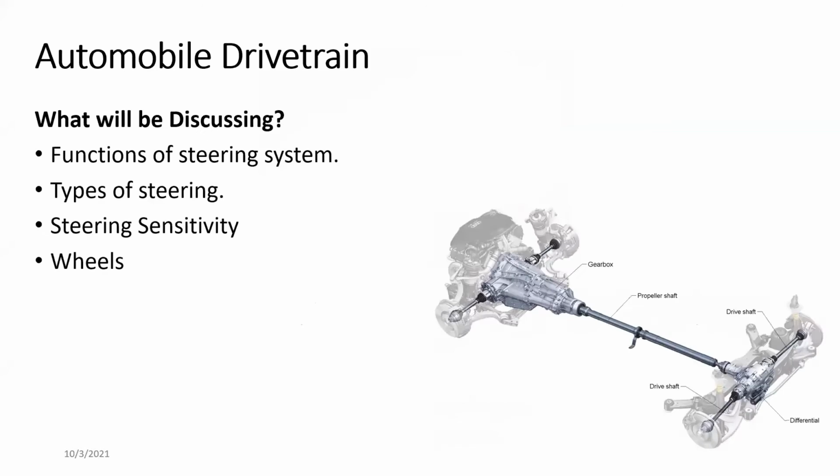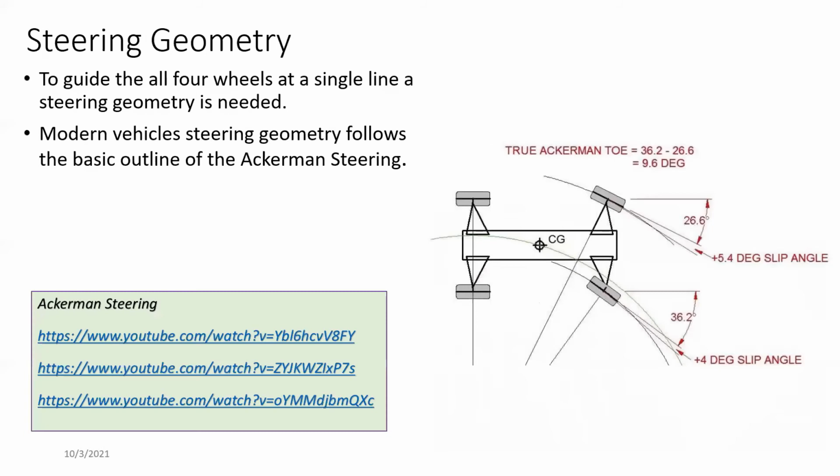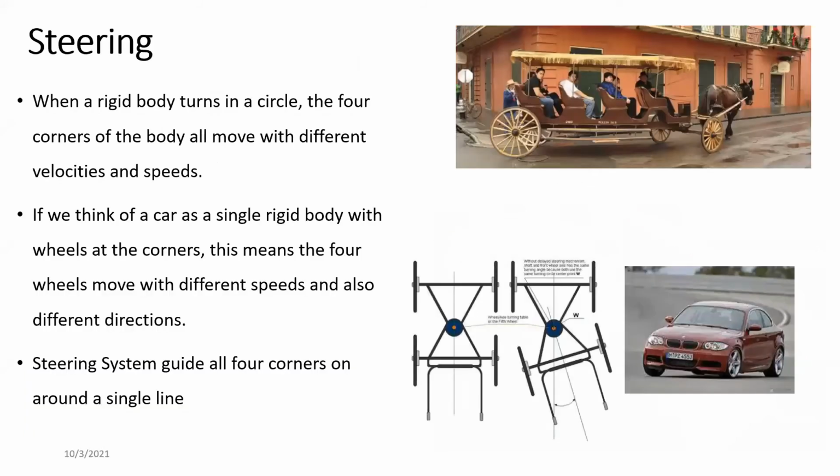Basically we'll be discussing the functions of the steering system, the types of steering sensitivity, and the wheels. So how these wheels work and what sort of wheels are available. Okay, so we'll start with the steering.